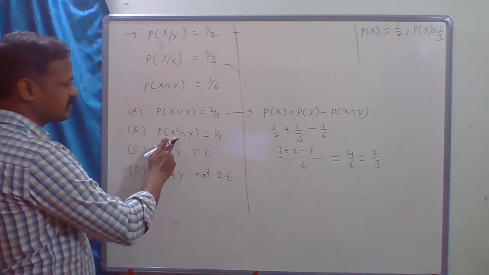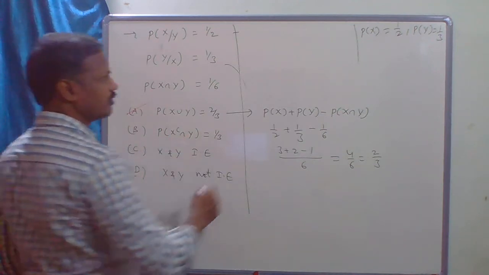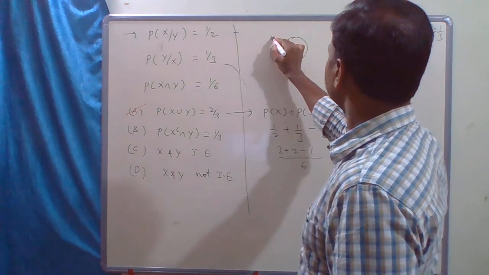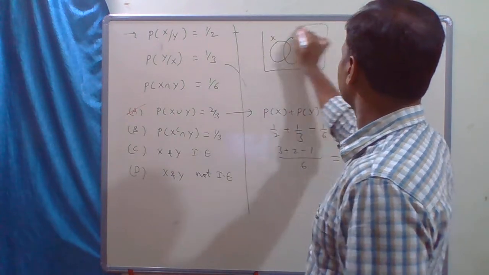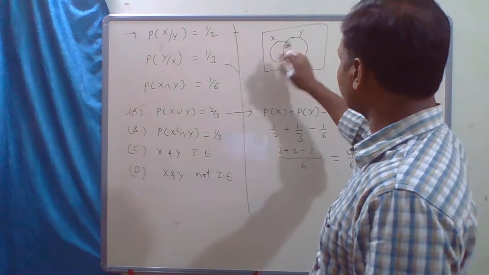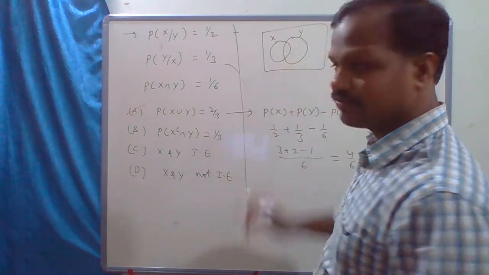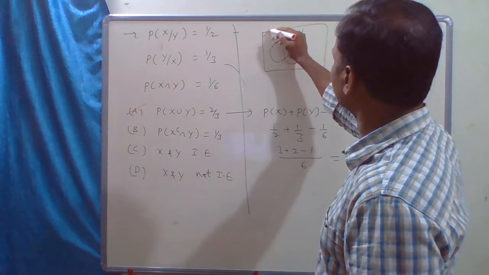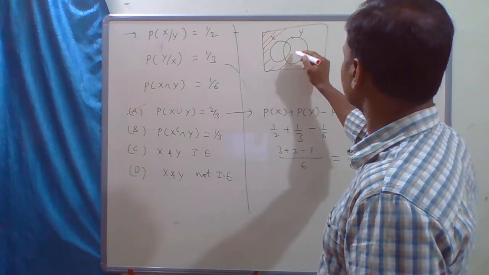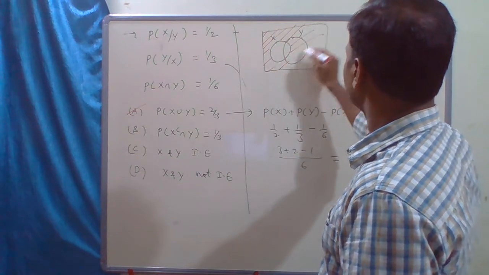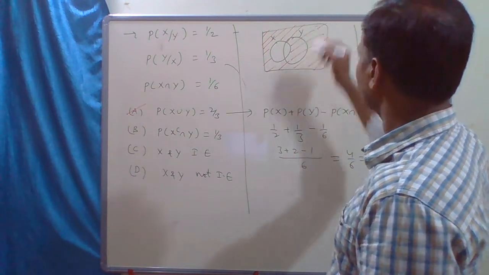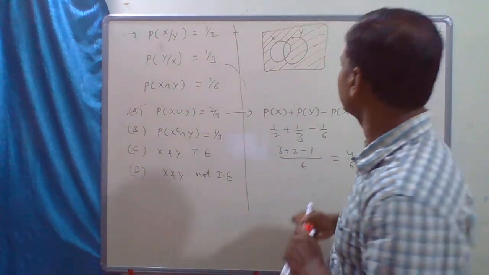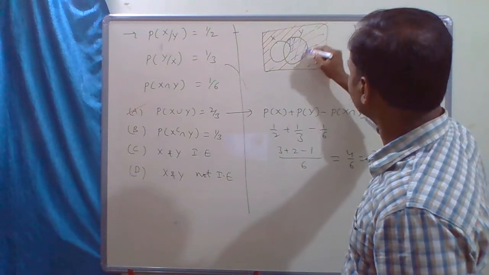probability of x complement intersection y. Okay? So that is x complement, other than x, with intersection y. Okay, so other than x means this part. Other than x means this part, with intersection y. Yes, with intersection y. So this part is y, this one.